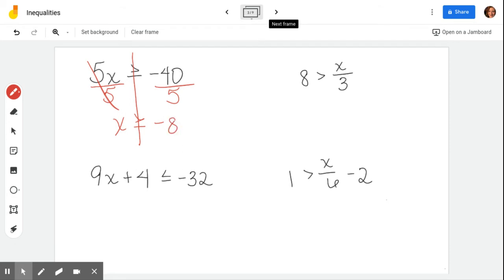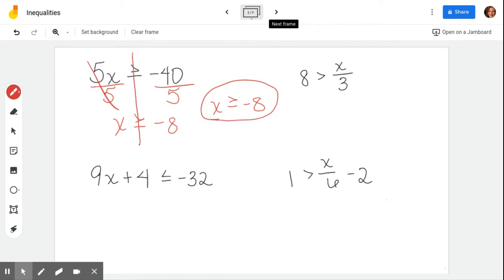My solution, I want to write that whole thing. x is greater than or equal to negative 8. With the equal sign, it means negative 8 works if I plug it in, and then it's eating the x, so also anything bigger than negative 8 works.